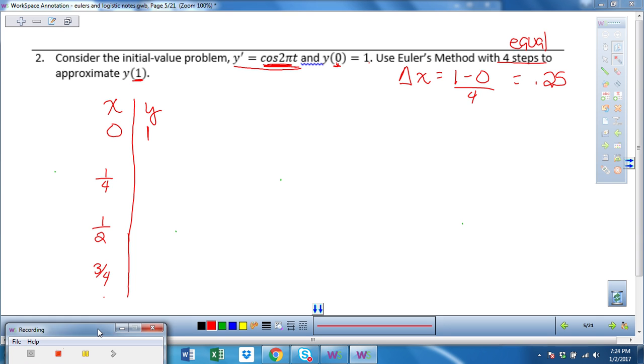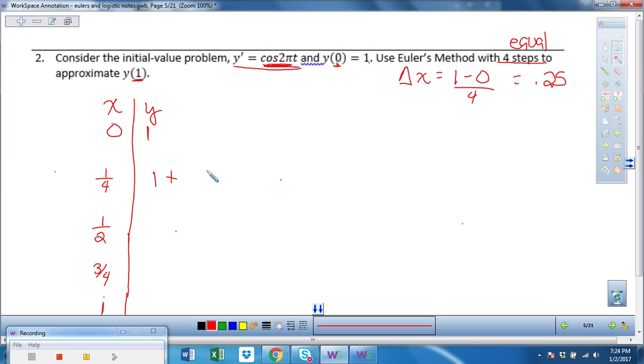Until I get to 1. Okay? All right, so to get my next y value, I start with my previous y, which is 1, plus my delta, which is 1/4 or 0.25, times the cosine of 2 pi times my previous x. My previous y doesn't matter here, but my previous x is 0. So the cosine of 0 is 1, so this gives me 1.25, because the cosine of 0 is 1 times the fourth is 0.25, and then I add that.